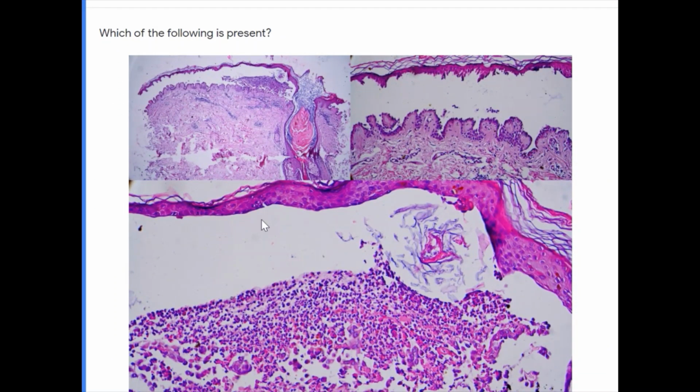What we can see here is a clearly suprabasal blister. This is not subcorneal. In pemphigus foliaceus, we expect to find a subcorneal blister. This is a suprabasal blister. You can see here festooning of the dermal papillae, where the dermal papillae project into the blister cavity.